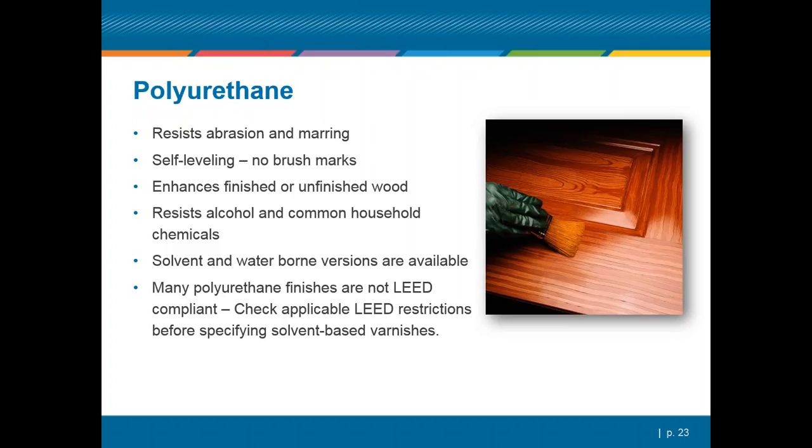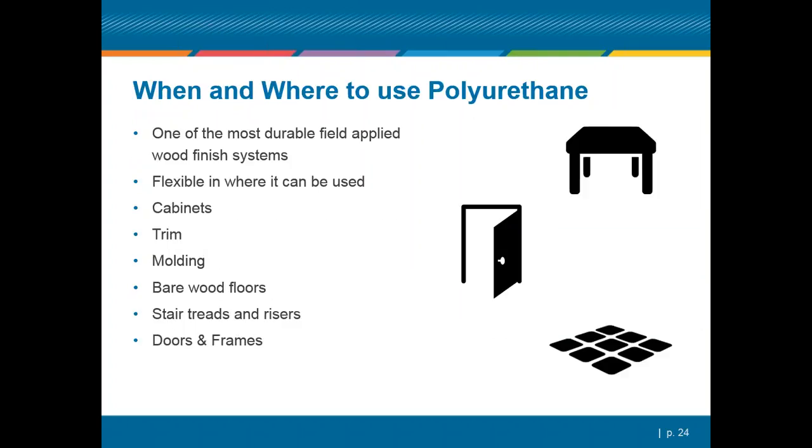And again, normally a 3, maybe even 4 coat system of polyurethane on a commercial project will give us a very nice wood finish. We could use that for multiple different substrates. So we can use it on floors, cabinets, trims, doors, bare wood floors, doors and frames. Wherever we may want to use it, that polyurethane system will work extremely well.